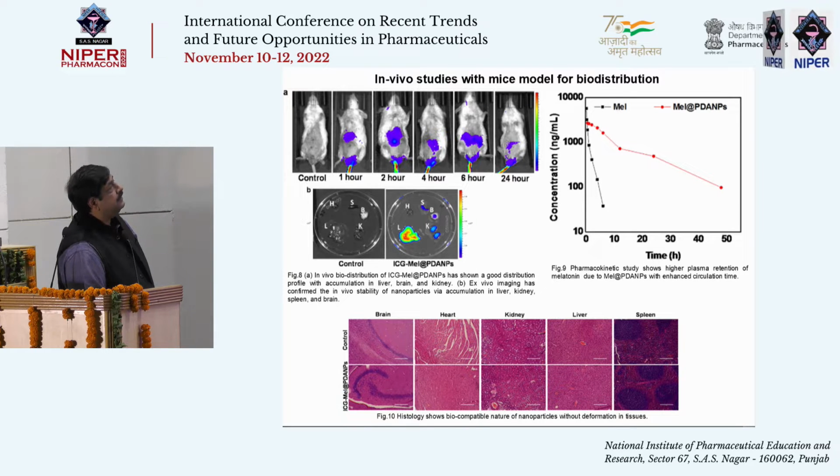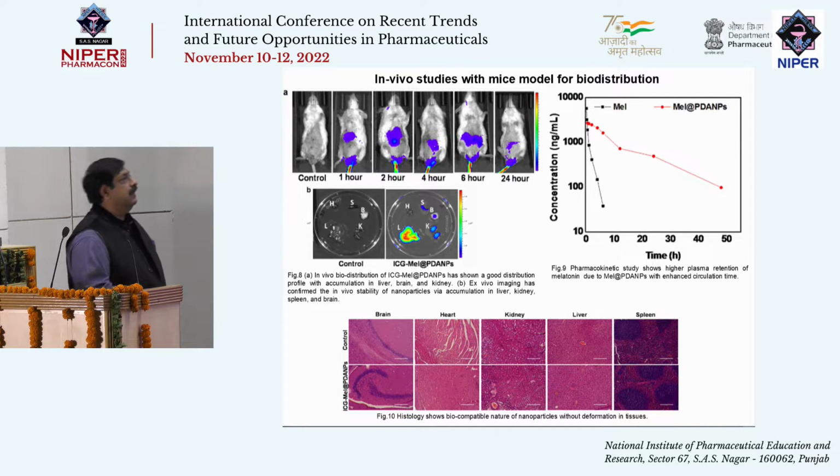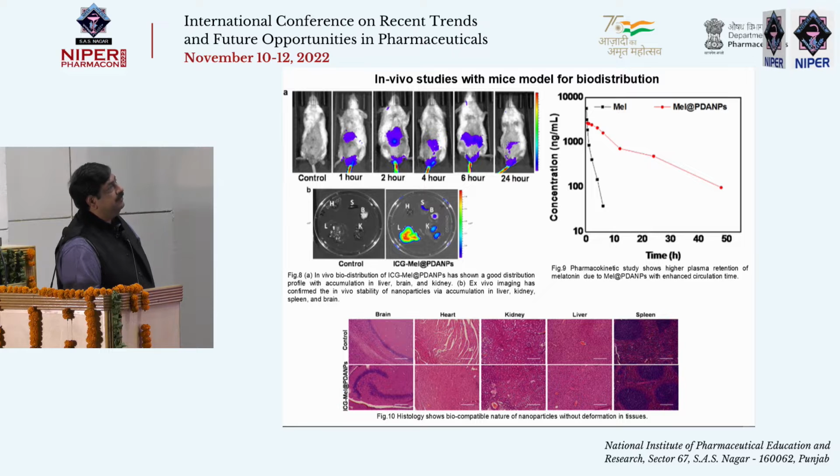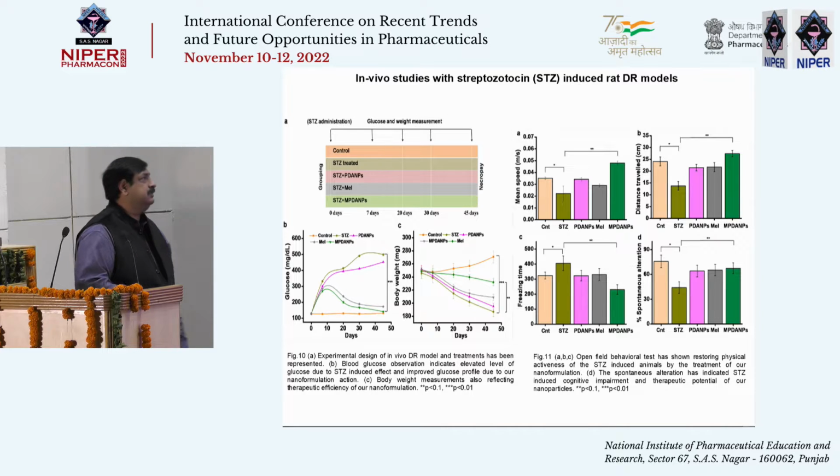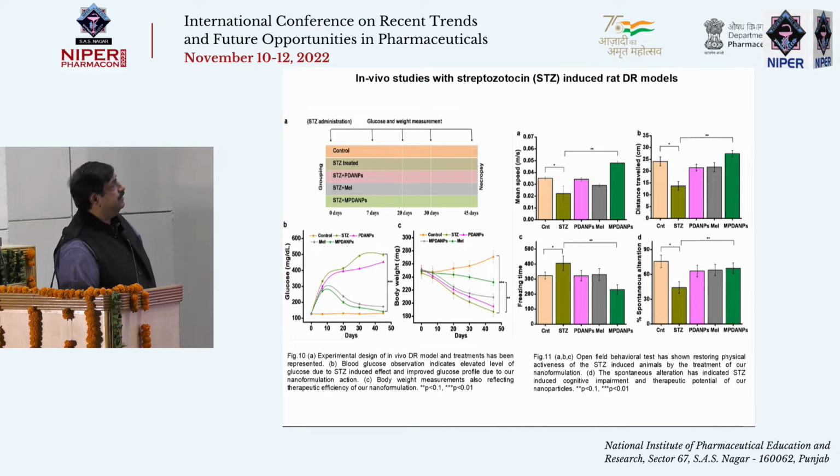We also did a pharmacokinetic study, where we can see that the mean residence time of melatonin is increased about 20 times, from 1.6 hours for the bulk form to 26 hours due to this nanoformulation. Then we used streptozotocin, which is a very standard model for diabetic retinopathy.